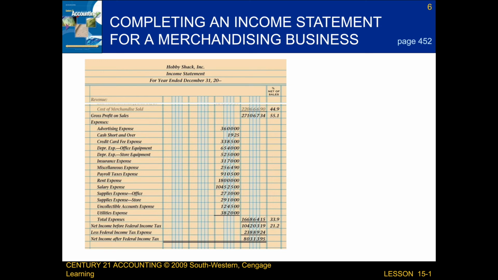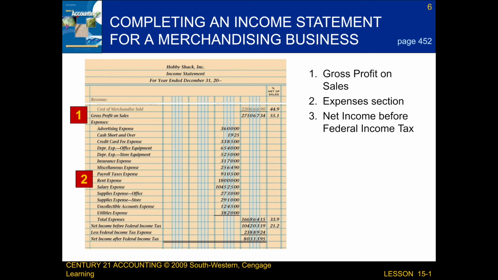Okay, so the last thing that we're going to be talking about in this lesson is completing an income statement for a merchandising business. So when we complete an income statement for a merchandising business that is organized as a corporation, there are multiple steps that we have to follow in order to complete this process. First, we calculate the gross profit on sales. Next, we fill in the expenses section. After that, we calculate the net income before federal income tax.